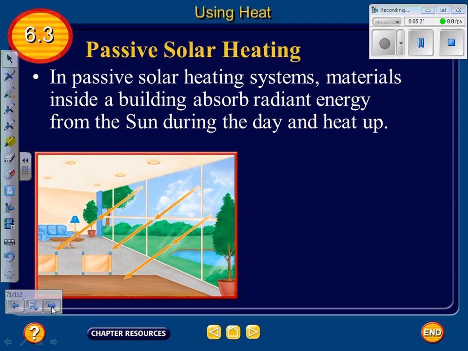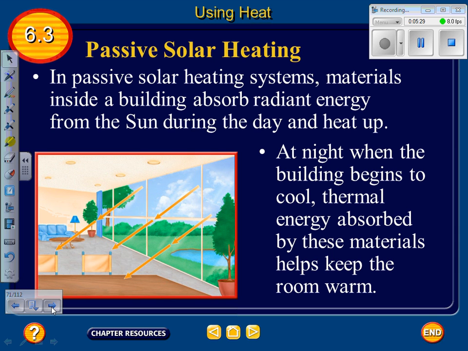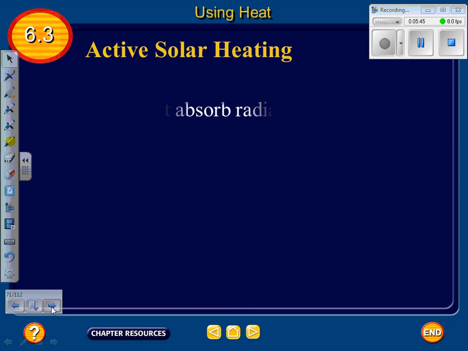In passive solar heating systems, materials inside a building absorb radiant energy from the sun during the day and heat up. At night, when the building begins to cool, the thermal energy absorbed by these materials helps keep the room warm. Right now I'm sitting in the classroom, the sun is shining in through the windows, and it's heating up this room, a passive solar heating system.